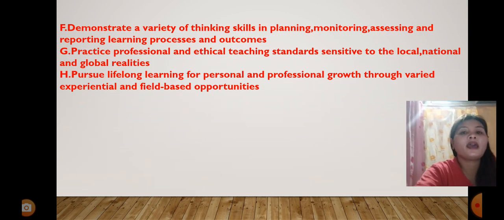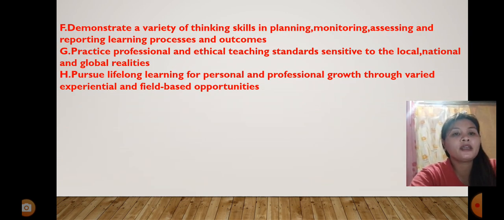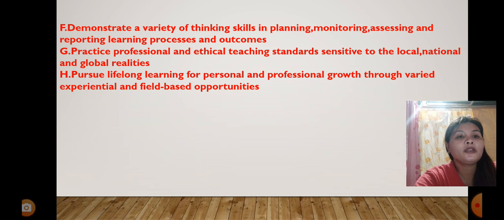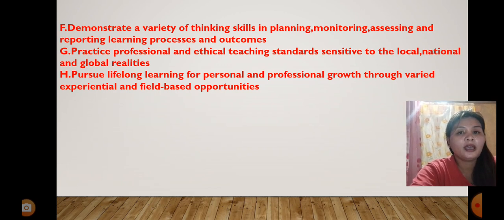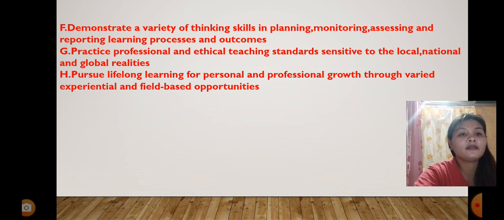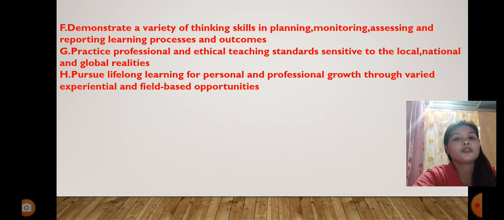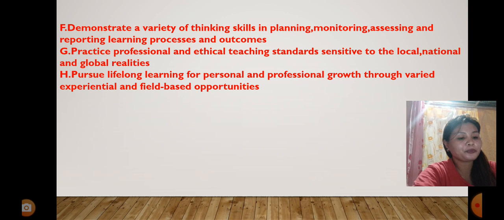And we have F. Demonstrate a variety of thinking skills in planning, monitoring, assessing, and reporting learning processes and outcomes. And G. Practice professional and ethical teaching standards sensitive to the local, national, and global realities. And the last one, pursue lifelong learning for personal and professional growth through varied experiential and field-based opportunities.